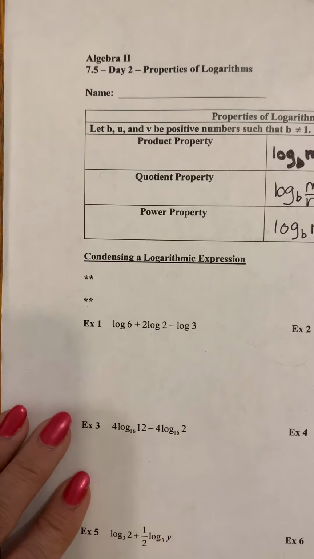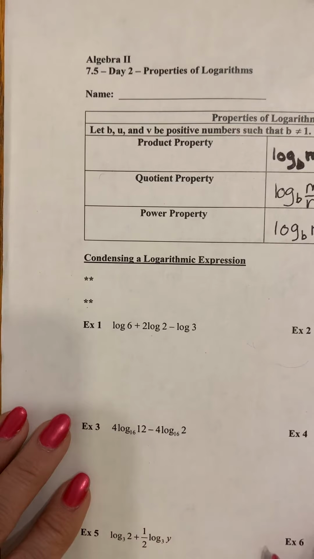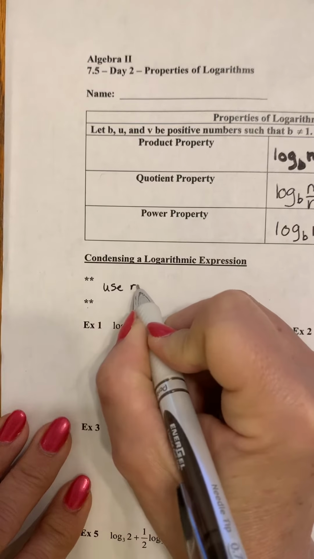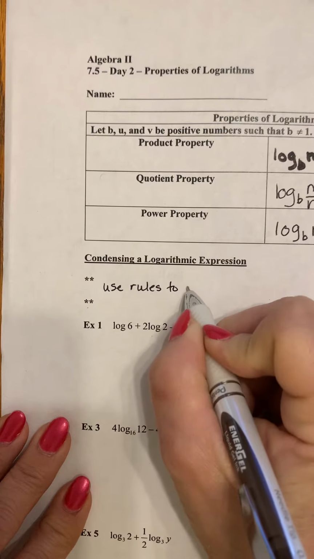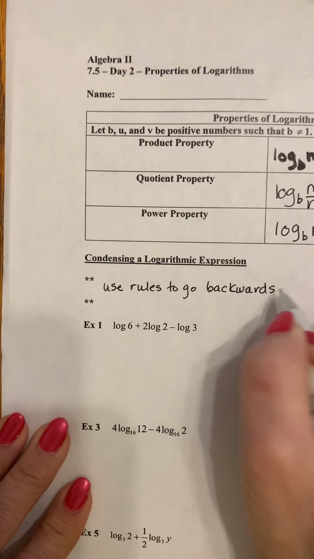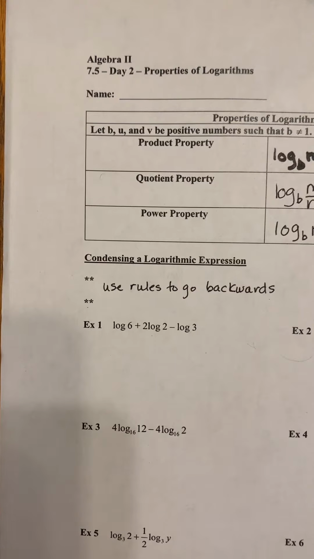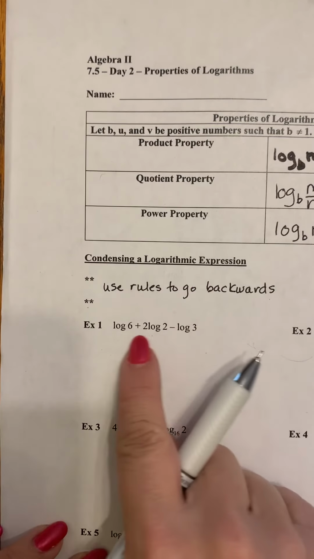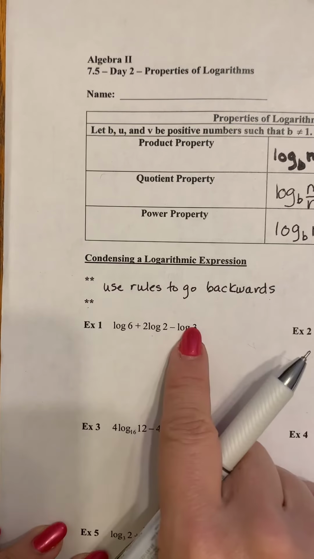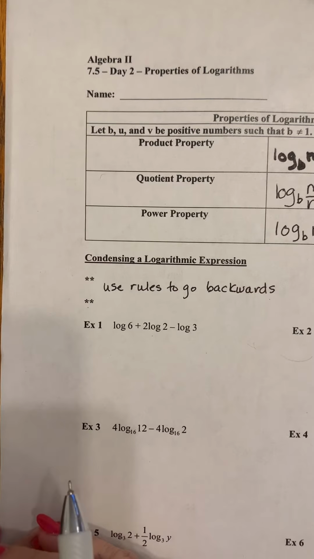Okay, so when we're condensing a logarithmic expression, the very first thing we have to do is use the rules to go backwards. What we did previously is we expanded, we got this. So what we're doing now is we're trying to figure out what is the way of showing this before we expanded it. So this is condensing.